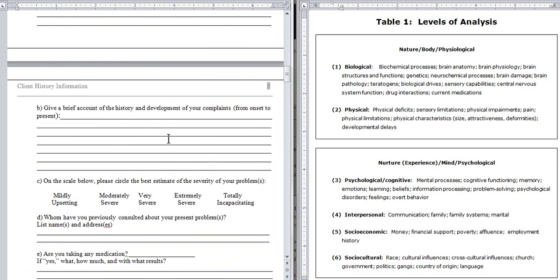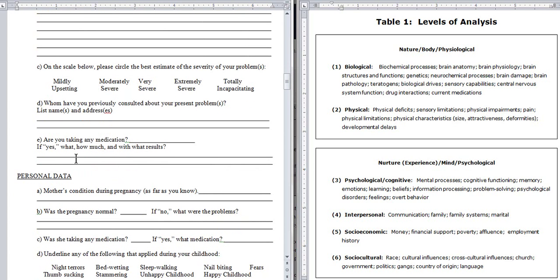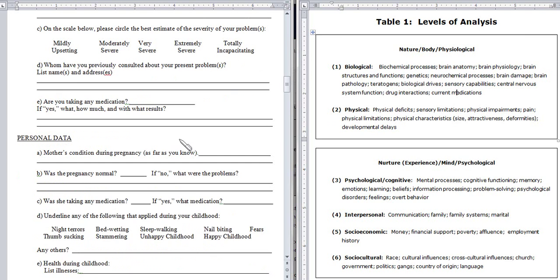And then the next page, we have a brief account of the history or development. How does she feel that those problems develop? We also have a rating here of how severe the person feels the problem is, whether moderately severe, very severe, extremely severe. Then we have a question on medication. Of course, if we go over here to the levels of analysis, now we're getting into the biological level here. We're looking at factors that may relate to drug interactions, current medications, etc. So we want to ask the individual what she's on, what medication she's taking, and we're going to probably have to follow up on that and ask more questions about the medication.